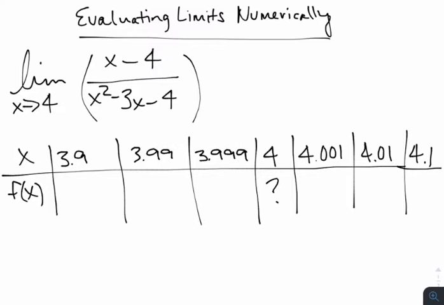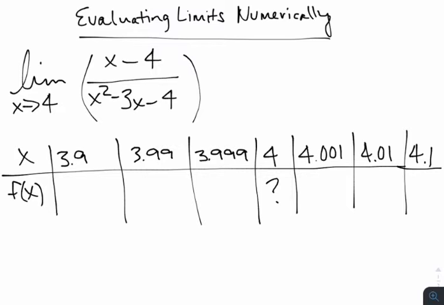limits numerically. So, in this first example we have the limit as x approaches 4 of x minus 4 over x squared minus 3x minus 4. If you were to just plug in 4 by itself, you would get the indeterminate form of 0 over 0. That is the only indeterminate form other than infinity over infinity, which will be gone over in a different video. So for right now, 0 over 0 is our only indeterminate form.